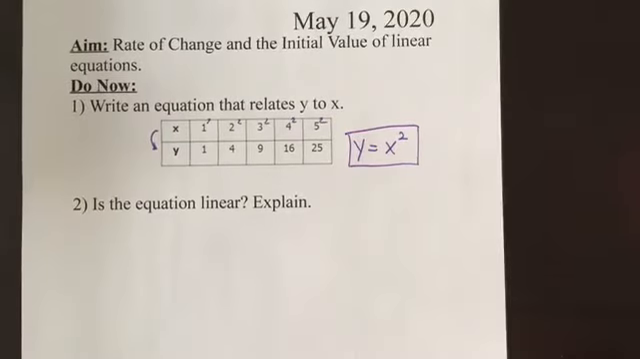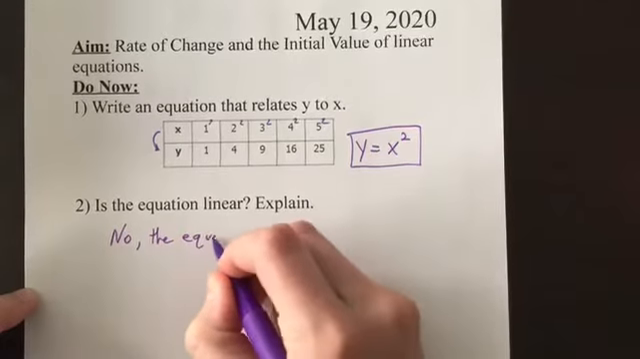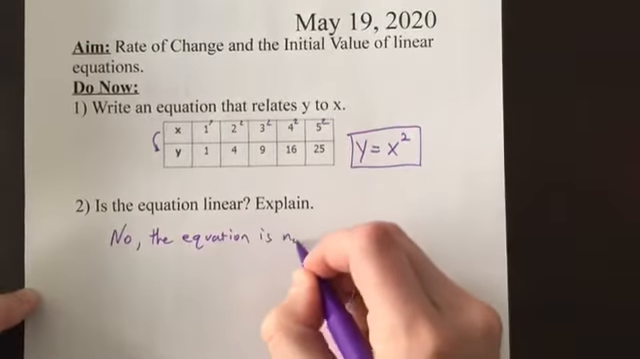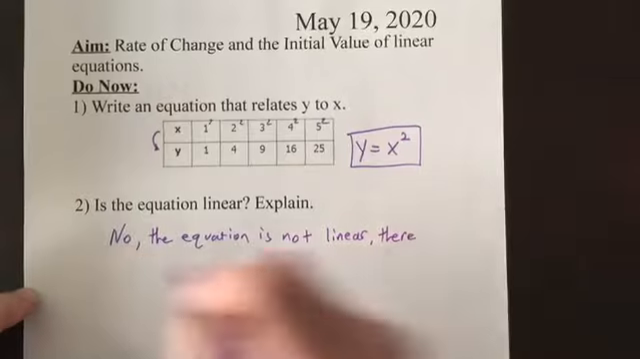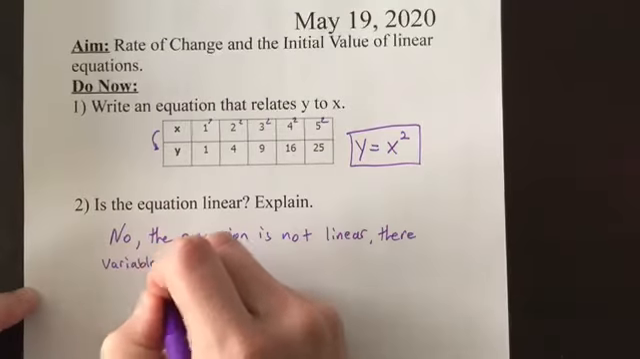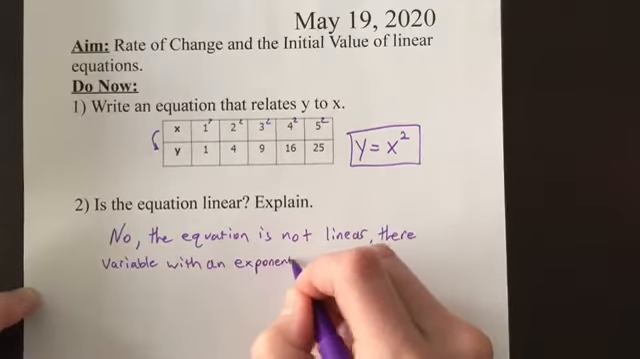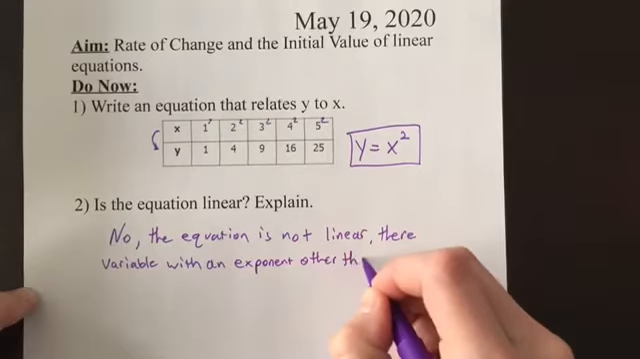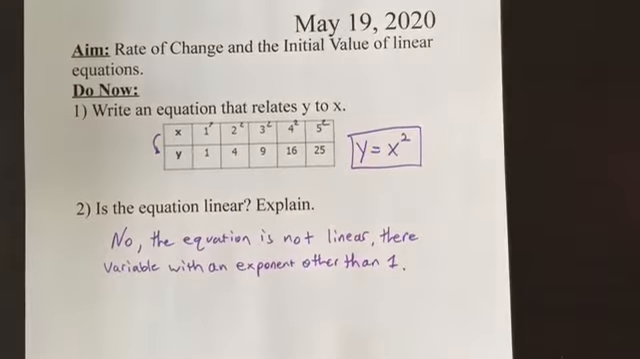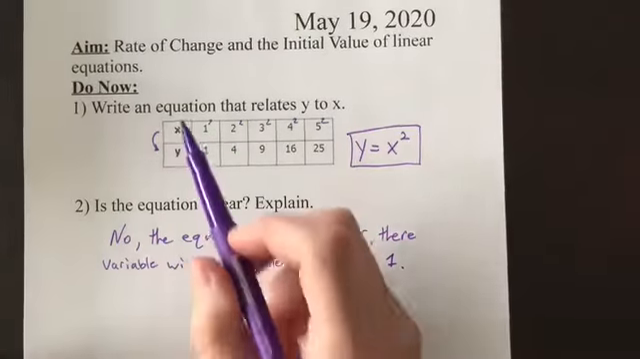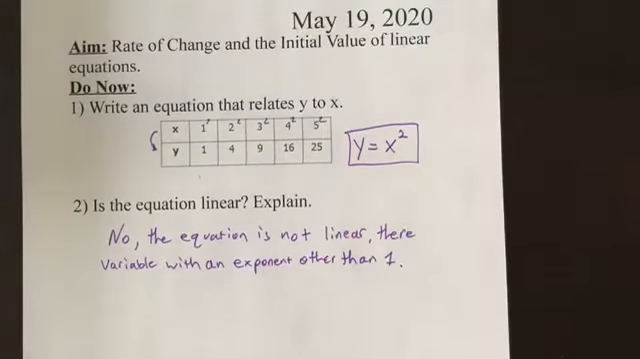Part 2, we're asked, is this equation linear? So I would say no. The equation is not linear. There is a variable with an exponent other than 1. We also don't see that consistent pattern in the table. As the x's increase by 1, the y's aren't increasing consistently. So that's another clue that it's not linear.